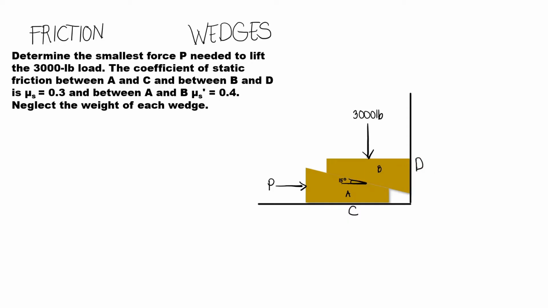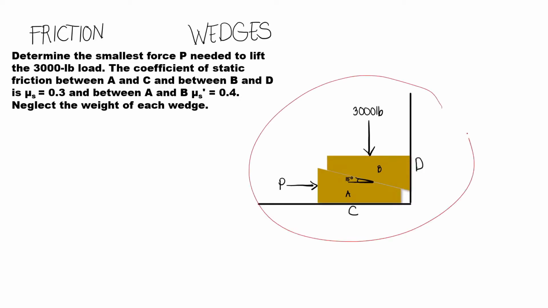And then for the ground, again, block A will move to the right. And so between the ground and the wedge A, we will have a frictional force resisting that movement. And so this will act to the left. And then for the wall at D, we know that this block will move up. And so our frictional force will resist that movement, and it will act downward. And so now we can isolate these two bodies. And so let's just copy this one.